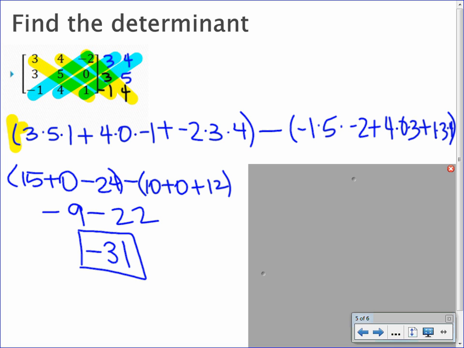Well, it helps us determine if the matrix, or if the inverse, exists. Okay?